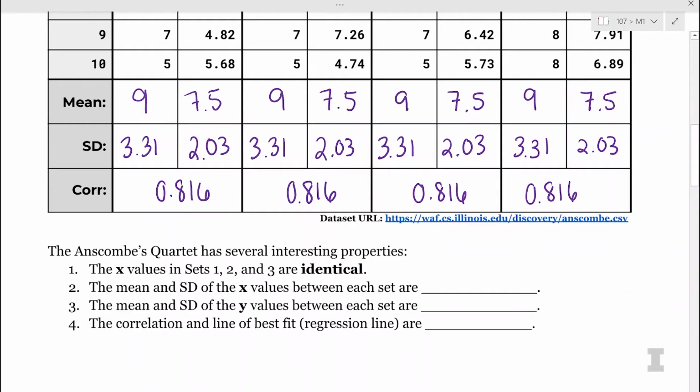So if we look here, it says Anscombe's quartet has several interesting properties. And the interesting properties have to do with these descriptive statistics. The mean and standard deviation of the x values are identical. Same with the mean and standard deviation of the y values. Those are identical. And then the correlation, and later when we talk about the regression line, we would see if we looked at this data set that the regression lines are also identical. So these are the properties of Anscombe's quartet that make it unique.